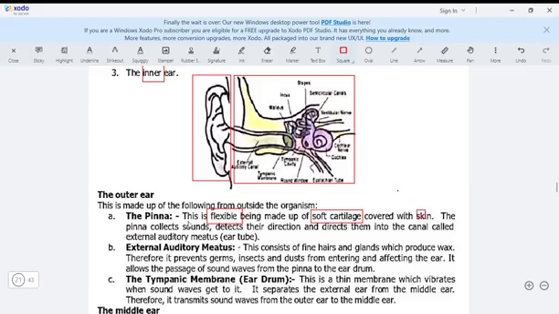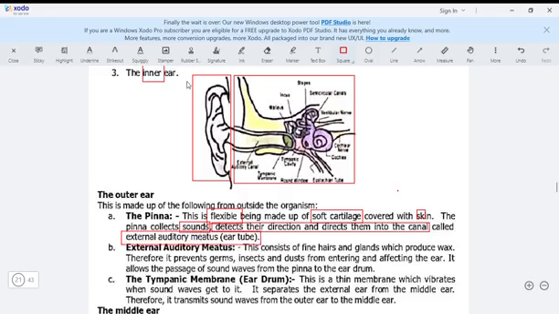The function of the pinna is to collect sound, just like when you are playing table tennis, you use the bat to bounce the ball. In the same way, the pinna bounces and collects sound. Once it takes that, it will detect the direction and direct the sound into the canal. What is the name of that canal? That's the external auditory canal, or meatus.